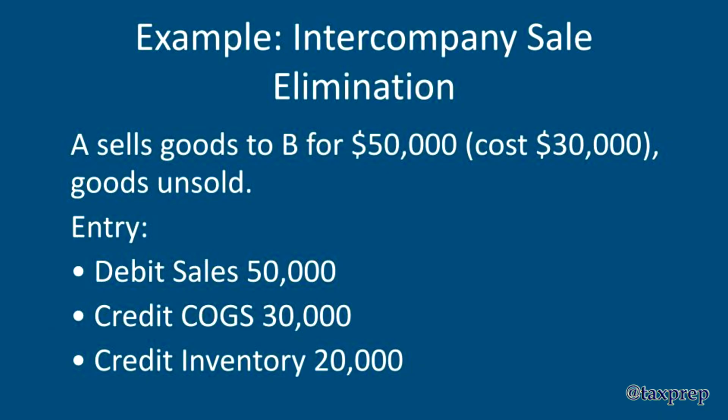Example 1. Eliminating intercompany sales. Here's a simple example. Subsidiary A sells goods to subsidiary B for $50,000, and A's cost was $30,000. B hasn't sold the goods yet, so the profit is not yet earned by the group. The elimination entry looks like this. Debit sales, $50,000. Credit cost of goods sold, $30,000. Credit inventory, $20,000. This removes the internal sale and removes the unrealized profit.